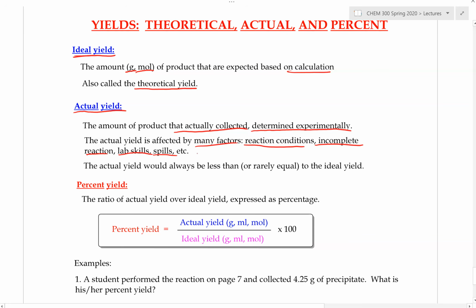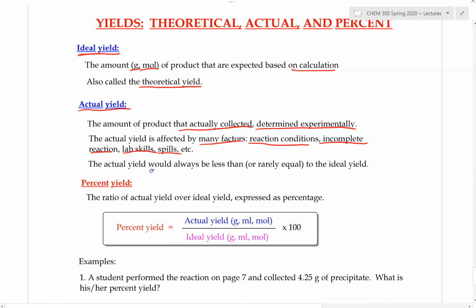All of these factors can play a role in determining how much product we can make experimentally. The actual yield would always be less than, or rarely equal to, the ideal yield, because we can only make less product than what we expect, or at most the same amount, but never more. If you ever see that the actual yield is higher than the ideal yield, then there must be a mistake somewhere in your calculation.